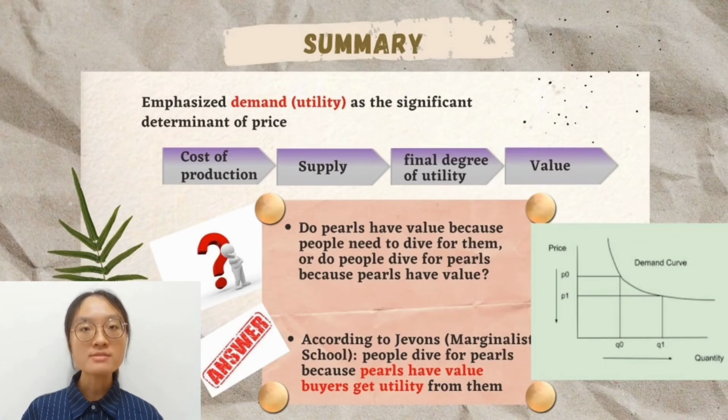According to Jevons, cost of production determines supply, supply determines the final degree of utility, and the final degree of utility determines value. Jevons' opinion on the value of pearls is: do pearls have value because people need to die for them, or do people die for pearls because pearls have value? According to Jevons, people die for pearls because pearls have value and buyers get utility from them.